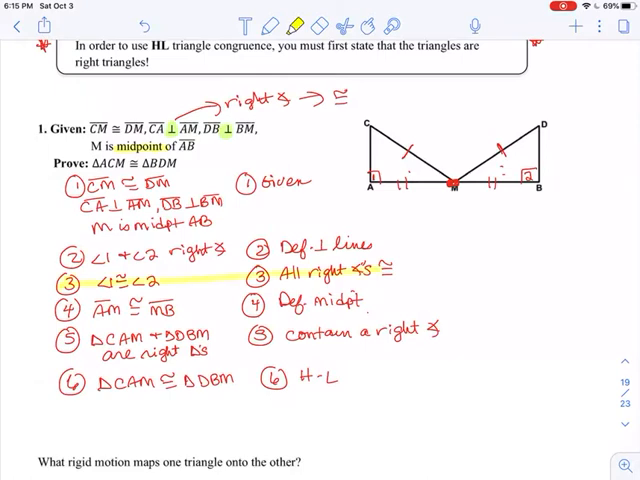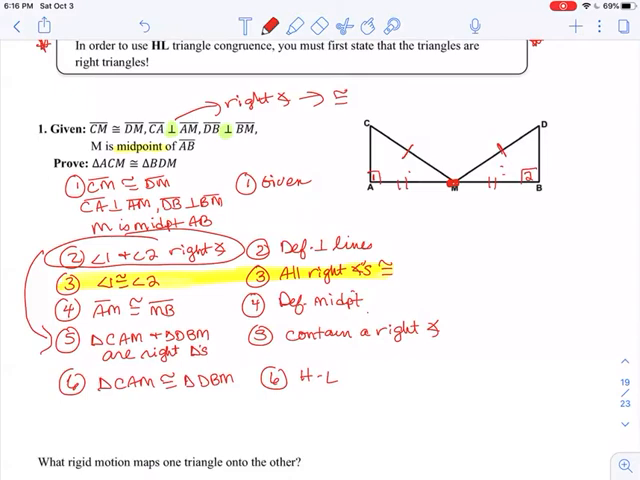I do want to point out that technically you do not need this step right here, but we're so used to doing that, I just wrote it anyway out of habit. It's not wrong to put it in, but I'm not using that angle to prove the triangles are congruent, so I don't really need to say those angles are congruent. What I do need to say for sure is that they're right angles, and then because they're right angles, that makes those right triangles.